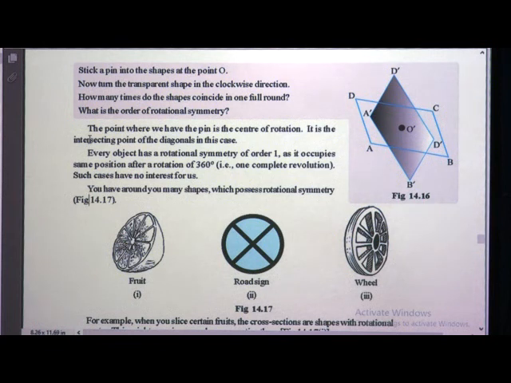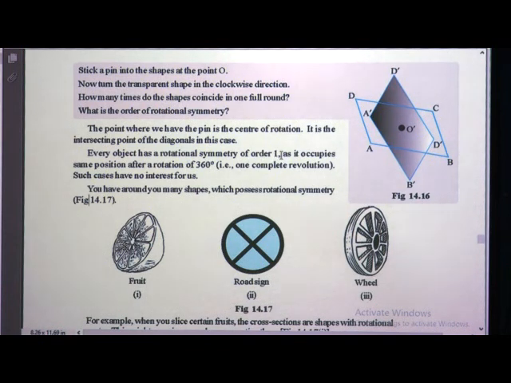Here is another example. The point where we put the pin is the center of rotation. Everyone knows where we put the pin, as we already saw with the spinning wheel. The center of rotation is the intersecting point of the diagonals in this case. Every object has a rotational symmetry of order 1.